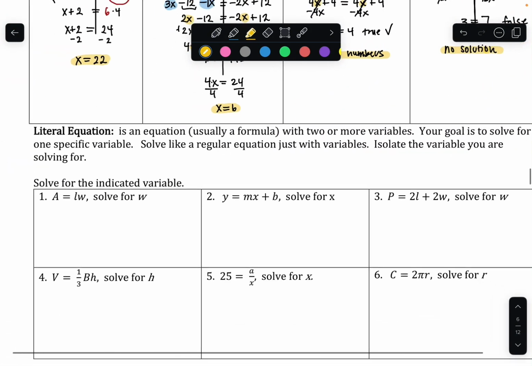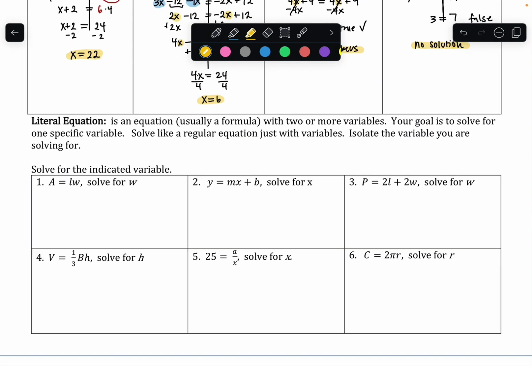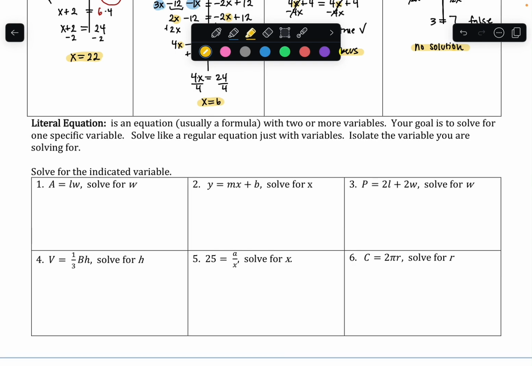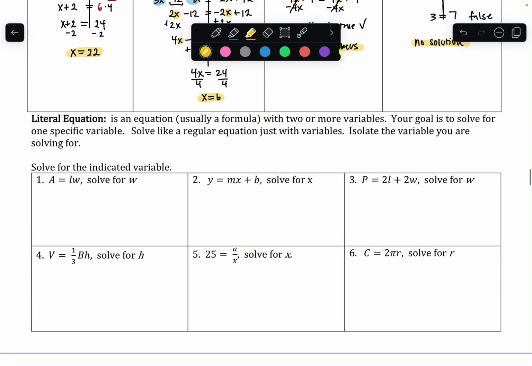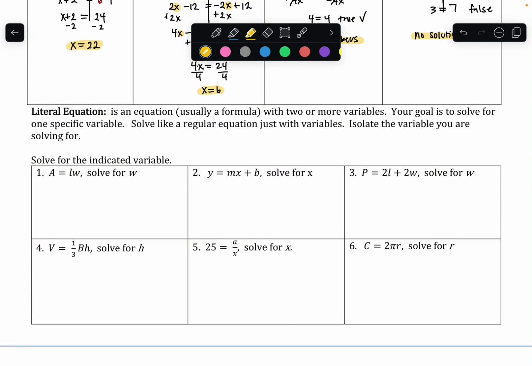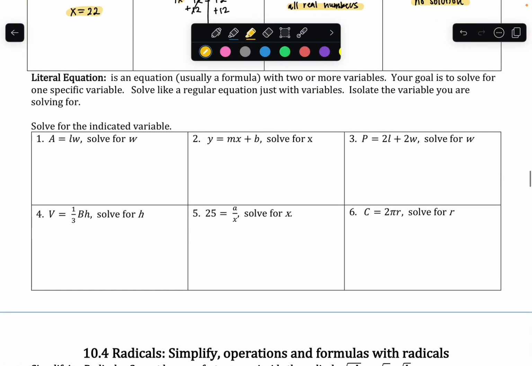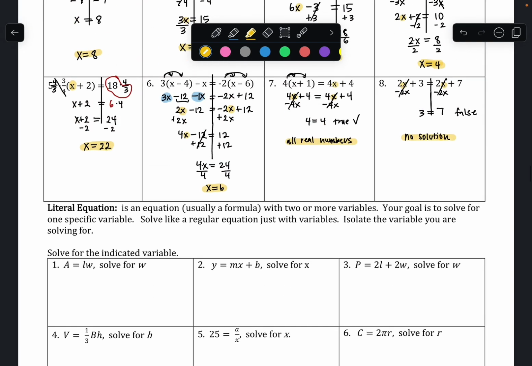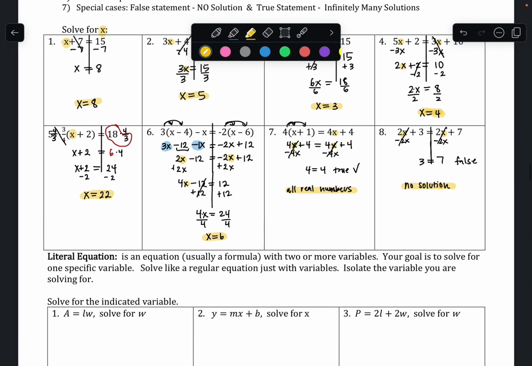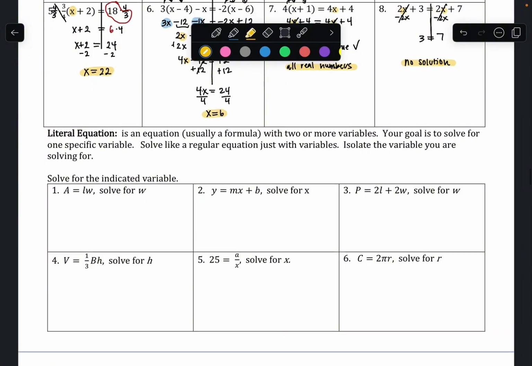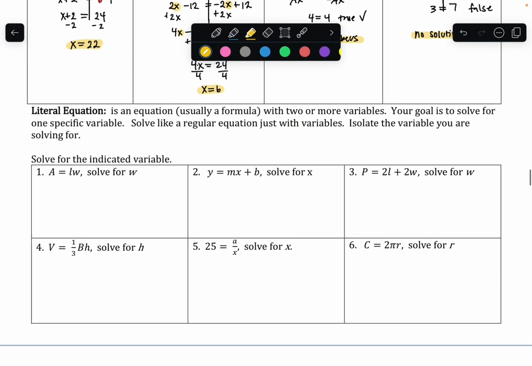Okay, in these next examples, we are solving what is called a literal equation. And so it's usually a formula with 2 or more variables. So you're going to see a lot of letters. The goal is to solve for one specific variable. And so we solve it just like we did above, only we're not going to be able to number crunch. We're not going to be able to simplify. We're still just going to have a bunch of letters.